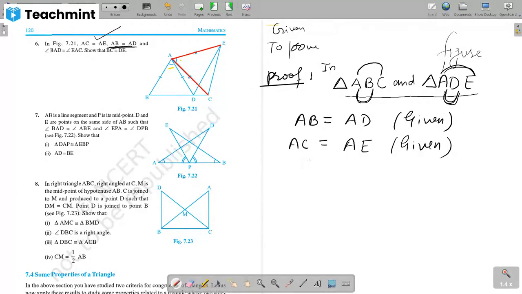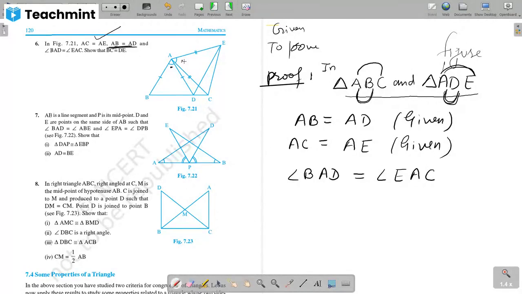Okay, in this question, we are given that angle BAD is equal to angle EAC. Now see, where is BAD? BAD is here, this angle, not the complete angle. We are given this angle only. This much is equal to this one.